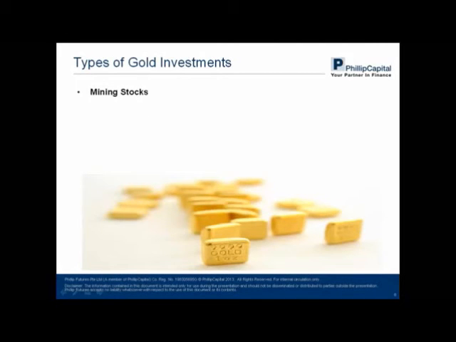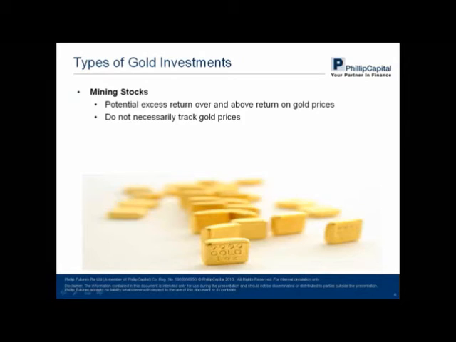First, we have gold mining stocks. They are stocks of companies that mine and produce physical gold. Stocks of these companies can potentially give excess return over and above the return on gold prices, given rising gold price environment. However, when gold price is on the decline as it is now, mining stocks tend to underperform disproportionately. As an illustration, companies can go bankrupt without gold price dropping to zero.